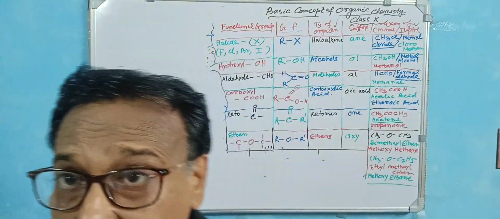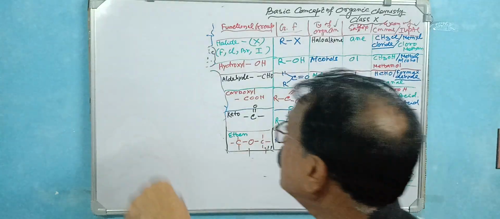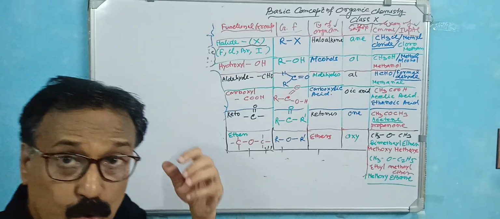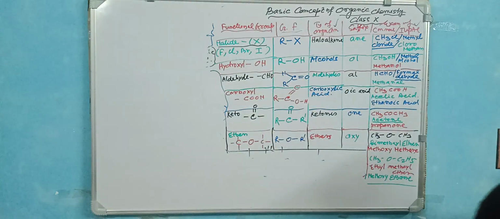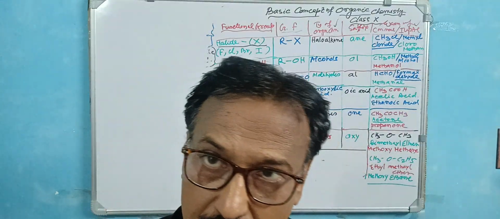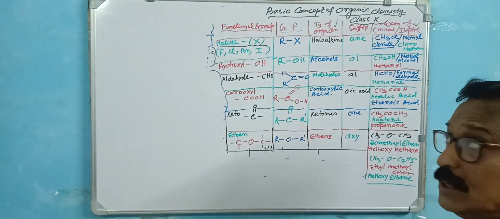The name, as I will discuss further, you just learn here. Now the first functional group is halide. You know the halogen group, the halogens: bromine, iodine, chlorine. In the periodic table, all are the halogen group.